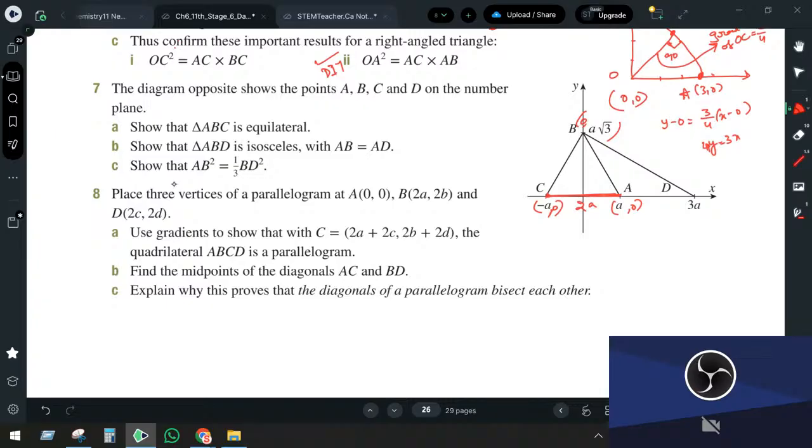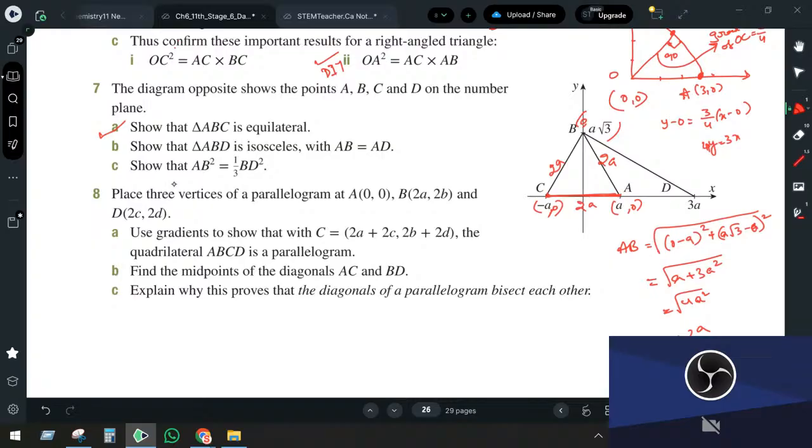Find out the distances. AB distance is equal to the square root of (0 minus A) whole square plus (A root 3 minus 0) whole square. So it is A square plus 3A square, which is equal to 4A square. Square root, it is 2A. So this is also 2A, and this you will also get 2A. So therefore this is out. And A, B, D.